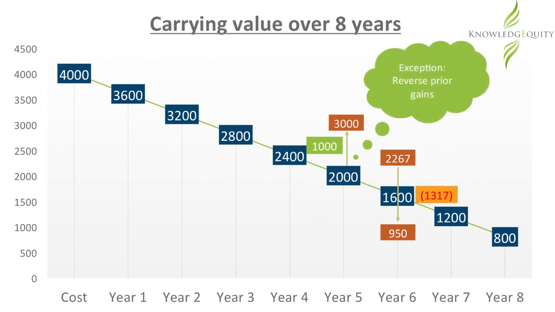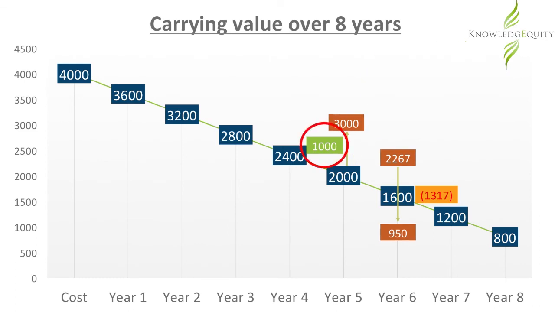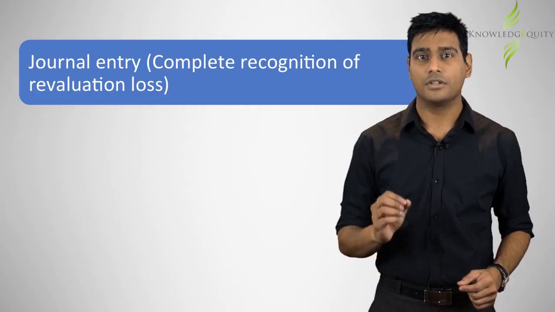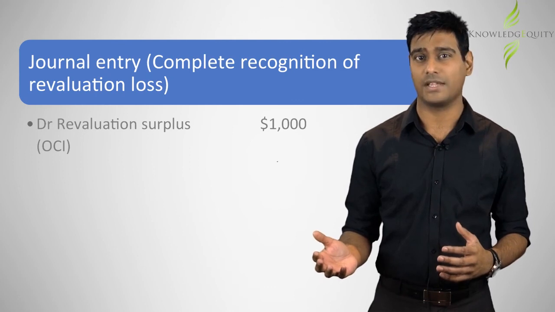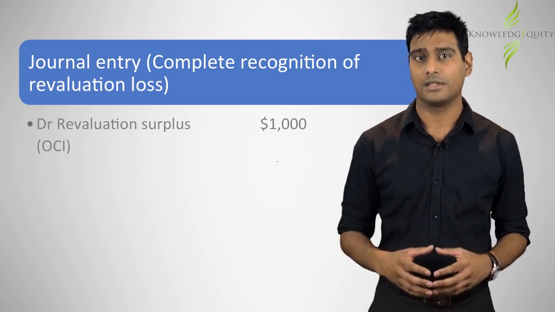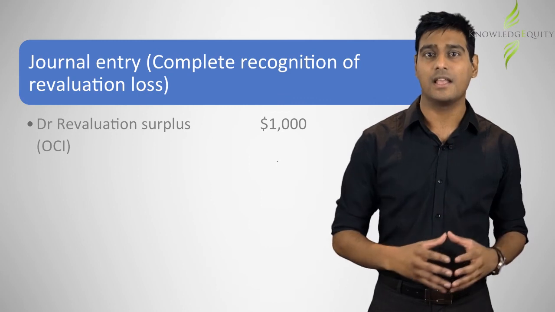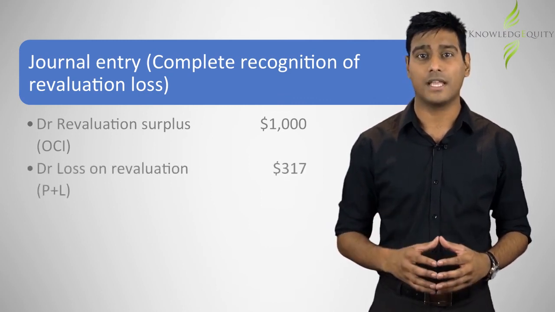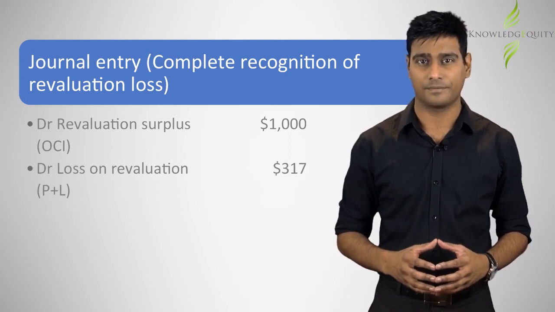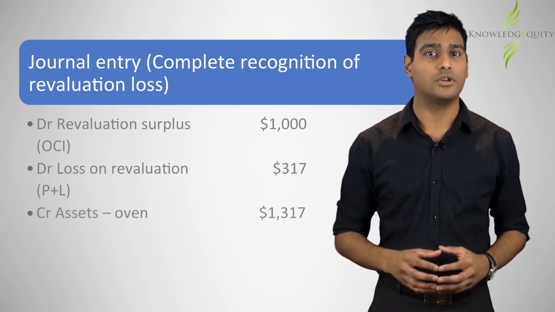However, the exception to this rule is to first recognize the loss through other comprehensive income to the extent that it reverses prior gains that were recorded for the asset. A prior year gain of $1,000 was recognized through other comprehensive income. So the journal entry would be to first debit revaluation surplus in other comprehensive income with $1,000. This is in essence reversing the gain that was recognized in year 5. The remainder then gets debited as an expense through profit and loss. The asset is credited with a total decrease of $1,317.